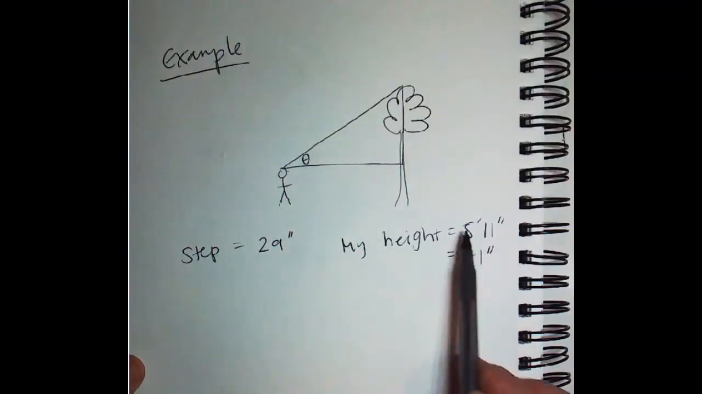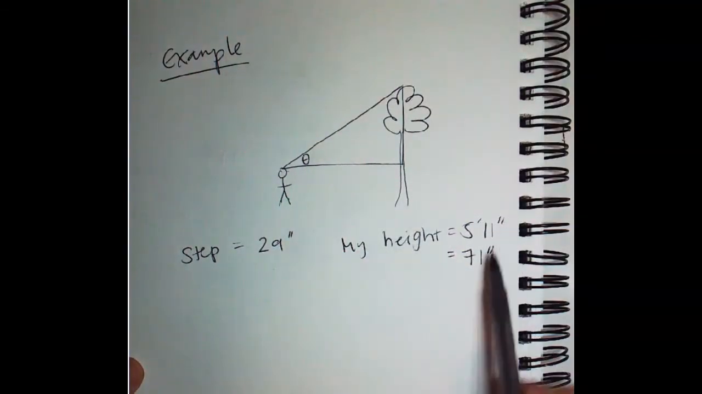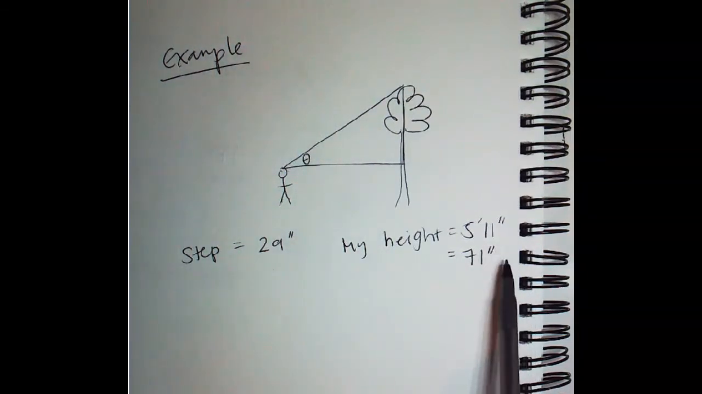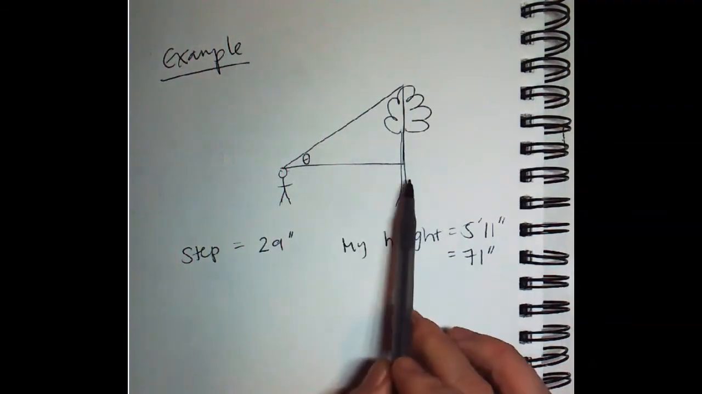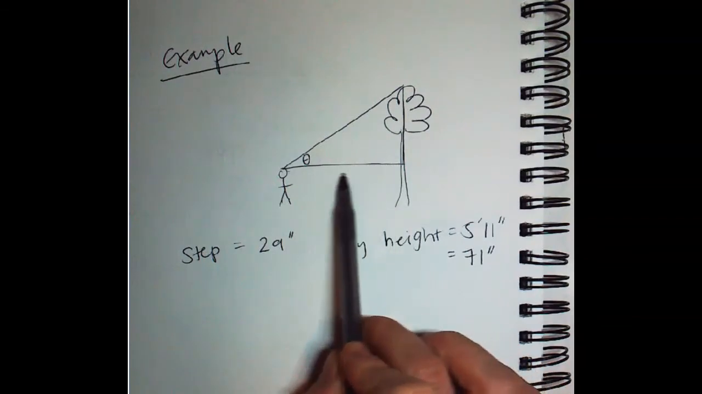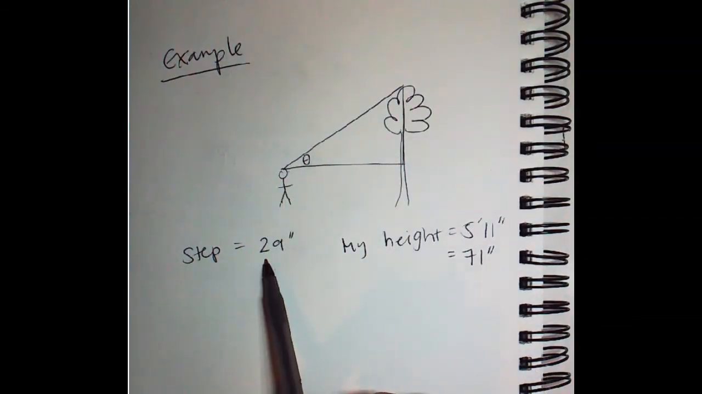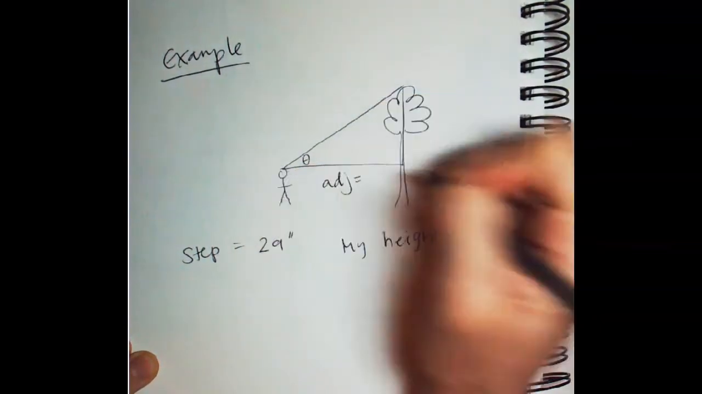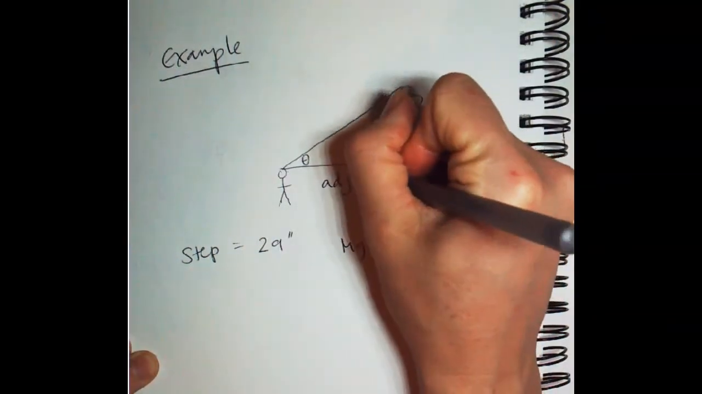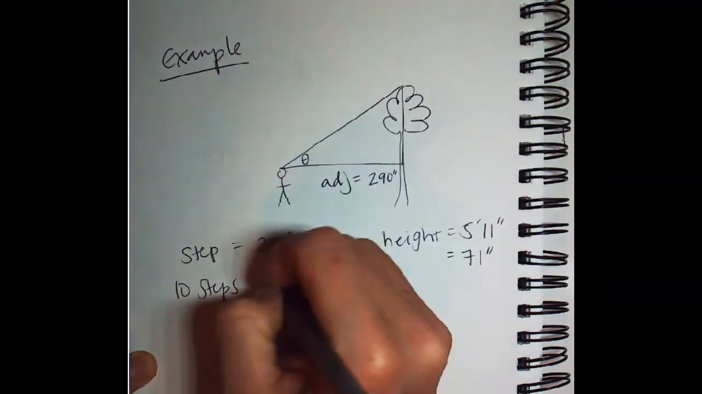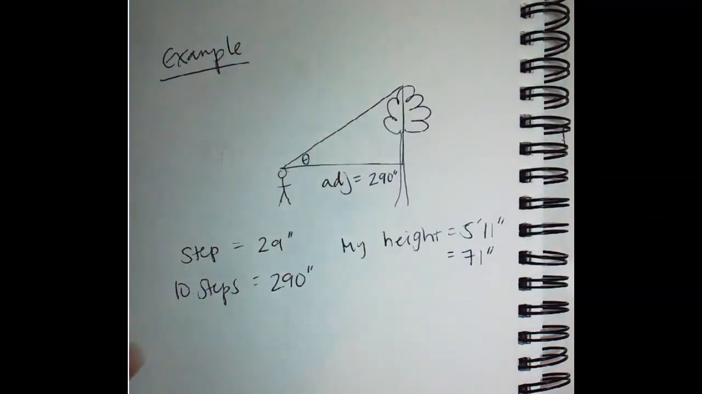And my step distance at 5'11 is 29 inches. I converted my height into just inches, because that'll be easier for me. I'll convert everything to inches and then convert back at the end to feet. So let's say I take 10 steps away from this tree. So my distance here is 10 steps. My steps are 29 inches. So my adjacent side is going to be, well, that was pretty easy, 290 inches. So 10 steps would equal 290 inches.